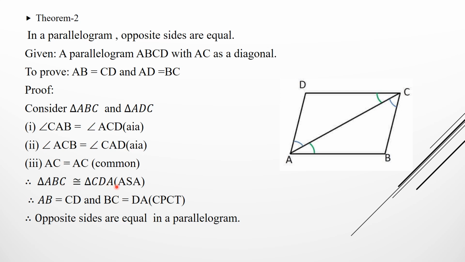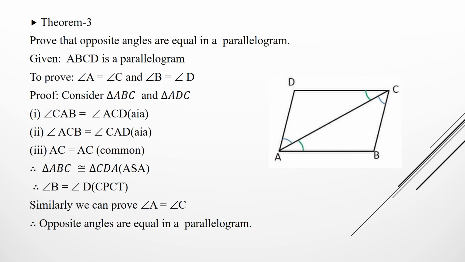If the two triangles are congruent, we can write the condition AB is equal to CD using corresponding parts of congruent triangles. Also, BC is equal to DA, and we can write opposite sides are equal in a parallelogram.